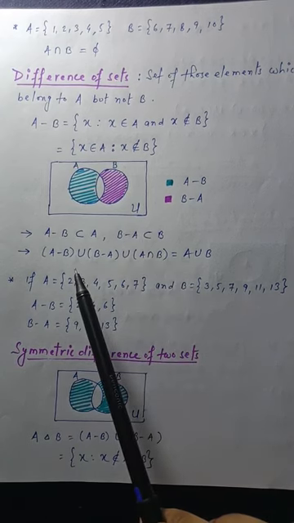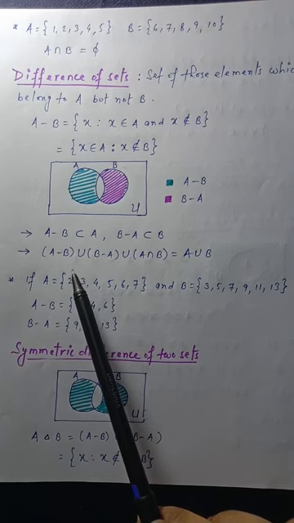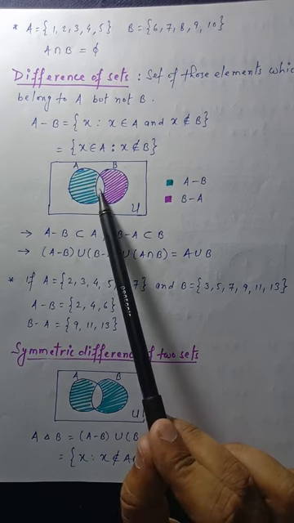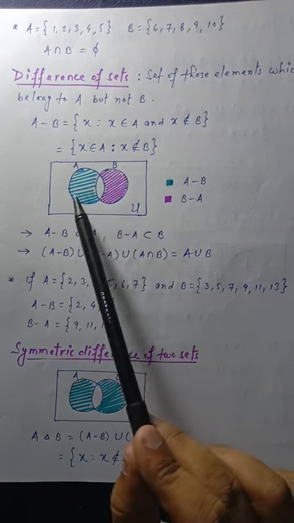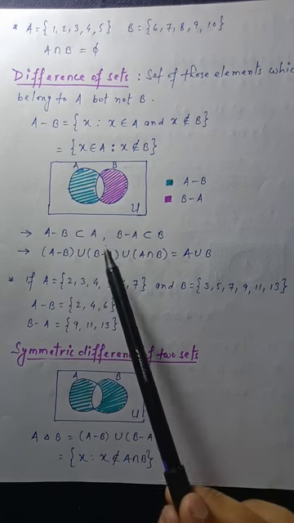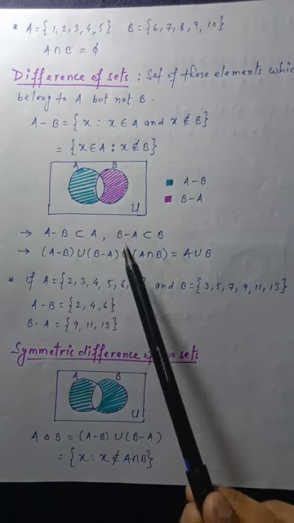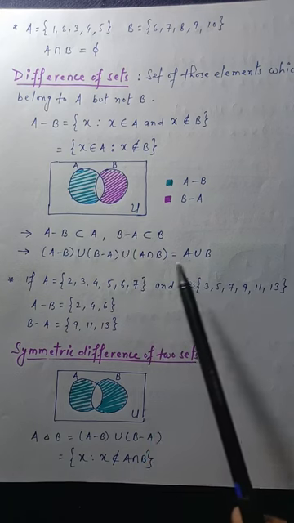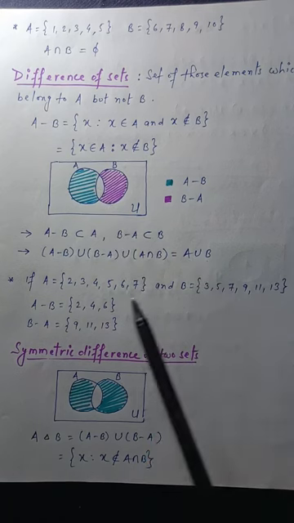One more interesting conclusion we can draw from here is that when we merge this part, this common part, and this part, we will get A union B. So we can write A minus B union B minus A union A intersection B. So all the union will give us A union B.